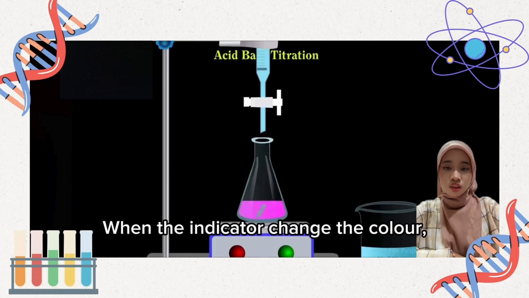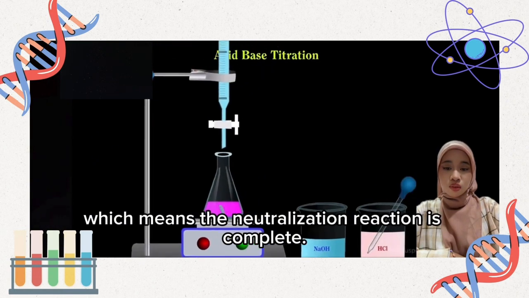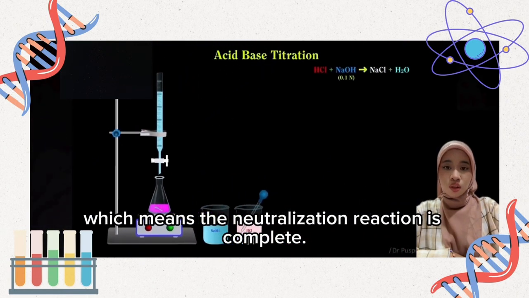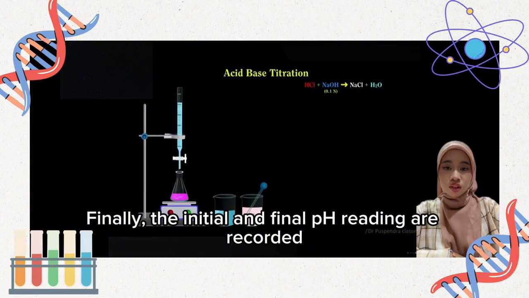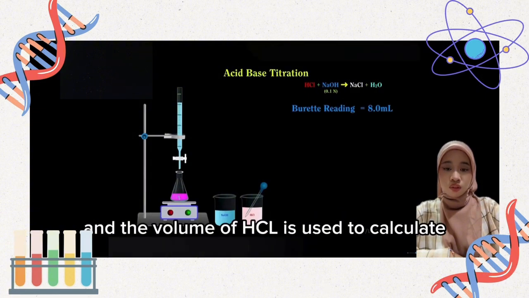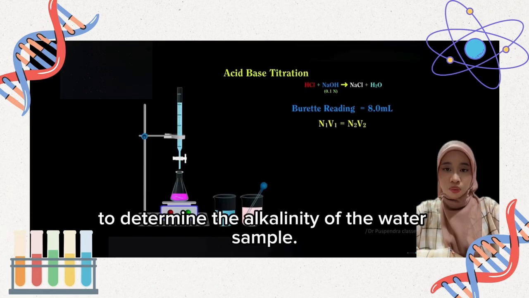When the indicator changes color, the endpoint has been reached, which means the neutralization reaction is complete. Finally, the initial and final burette readings are recorded, and the volume of HCl is used to calculate and determine the alkalinity of the water sample.